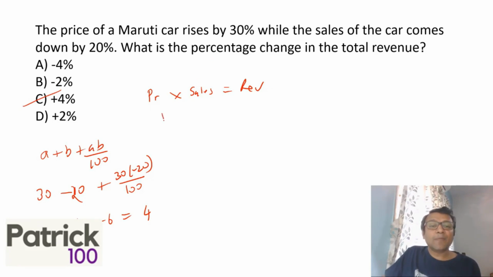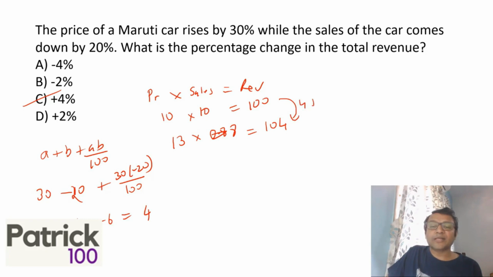Second, you can maybe assume price is 10 and sales is 10 initially. That gives you revenue 100. Now, when the price increases by 30% it becomes 13, and sales reduced by 20%, 10 becomes 8. And if you look at 13 times 8, it is 104, which means a 4% increase.